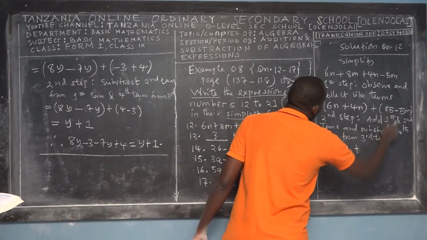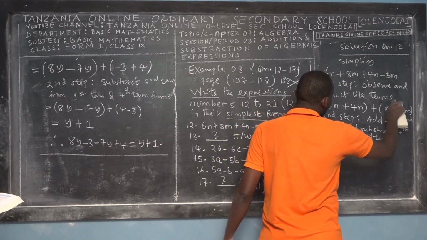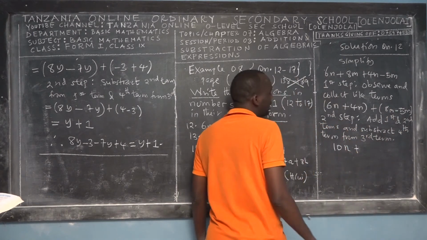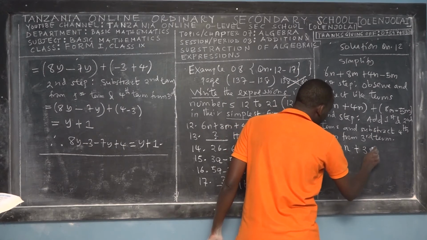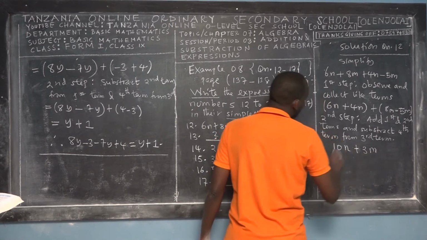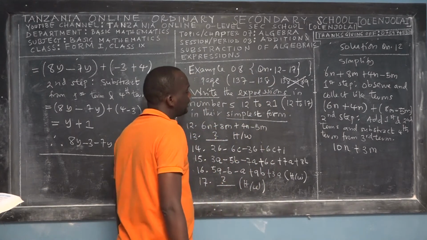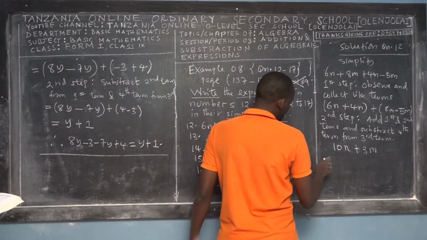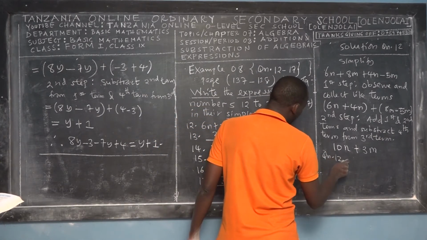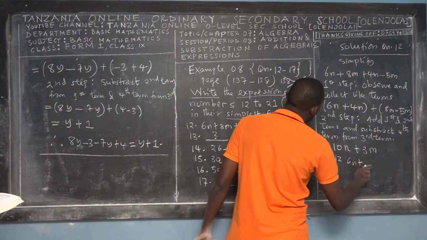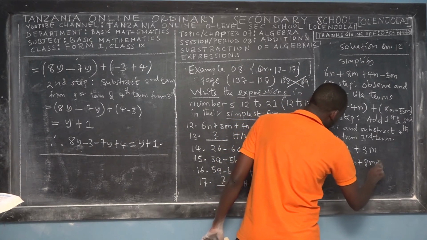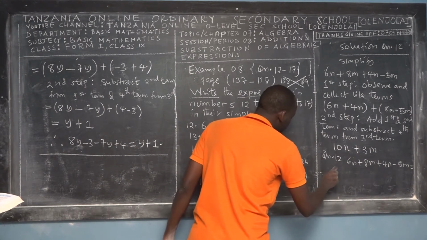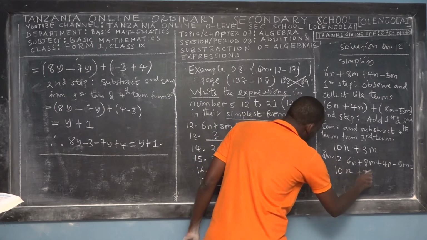Plus, excuse me, this is 8m, not 85. This is 8m. 8m minus 5m is equal to what? 3m. So this is a simplified expression, right? So 10n plus 3m. So therefore, for question 12, our final response: 6n plus 8m plus 4n minus 5m. The answer is equal to 10n plus 3m.